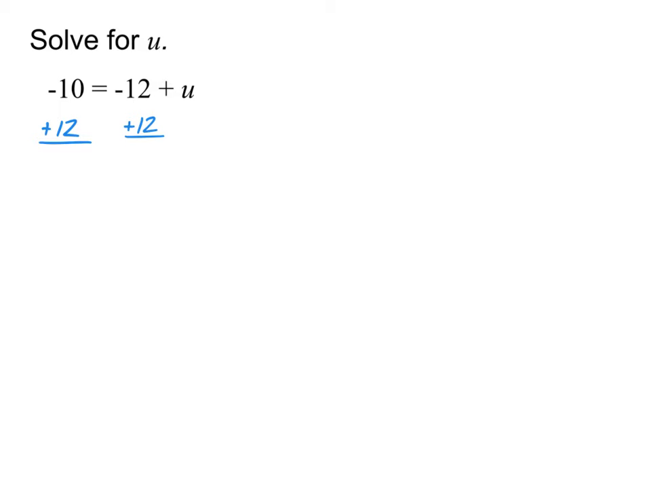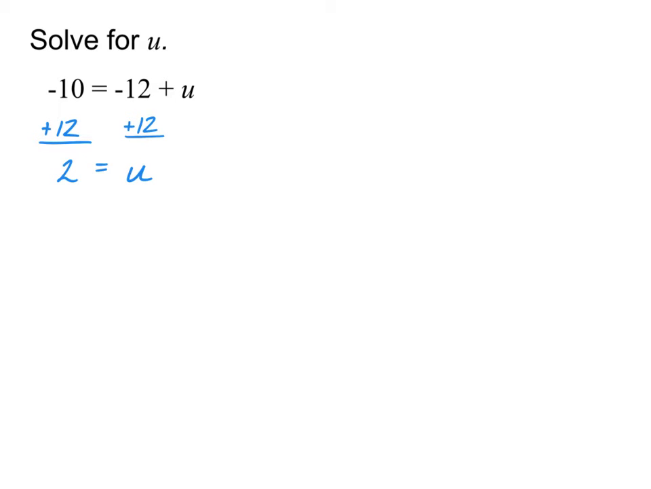And on the left side, you get the same answer. Negative 10 plus 12 is a positive 2. And negative 10 minus a negative 12 is also 2. On the right side, the negative 12 plus 12 is 0. The u is left behind, so it equals u.